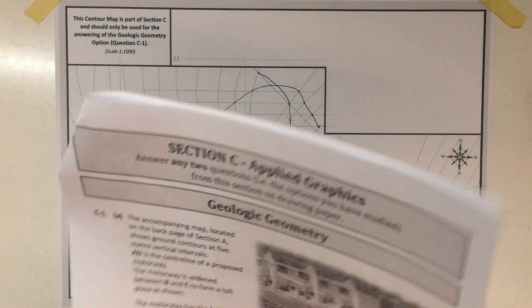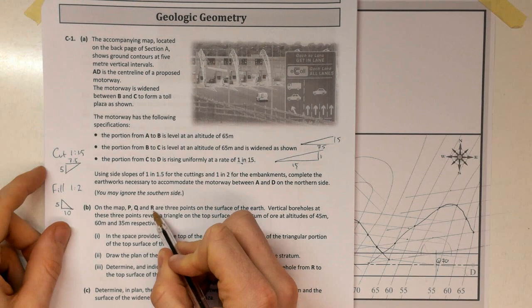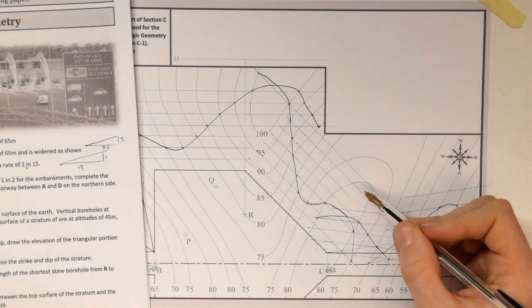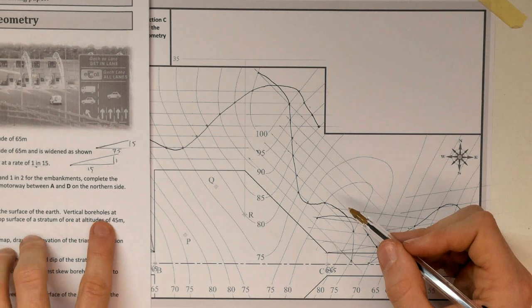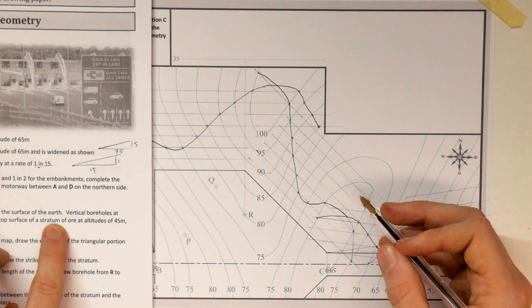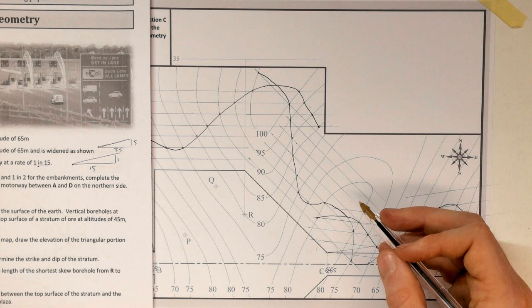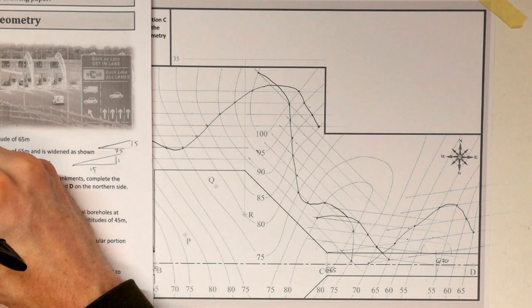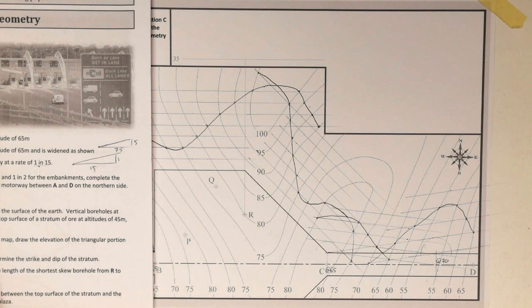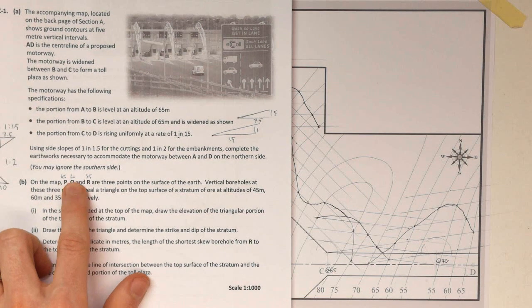Okay, so next on to part B. On the map we've got P, Q and R, and there are 3 points on the surface of the Earth. Vertical boreholes at these 3 points reveal a triangle at the top surface of a stratum of water at altitudes 45 millimeters, 60 millimeters and 35 millimeters respectively. So we've got 45, 60 and 35.